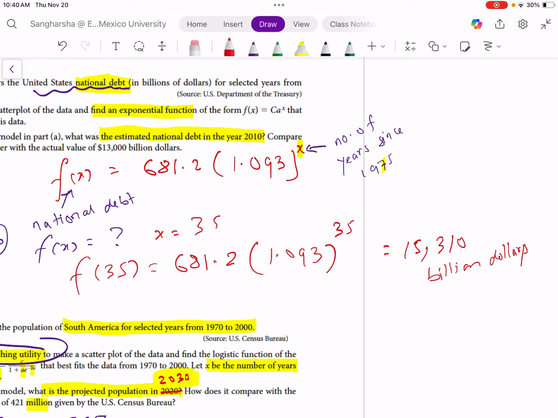So this was what they estimated from this function, and the actual value was $13,000 billion national debt in 2010 of the United States. So this is what we got from our function. This was the estimate, but the actual in 2010 was 13,000. So it's not that we get 100% the fact. We get something close. Now, can you estimate the national debt for our next year 2016 using this model?